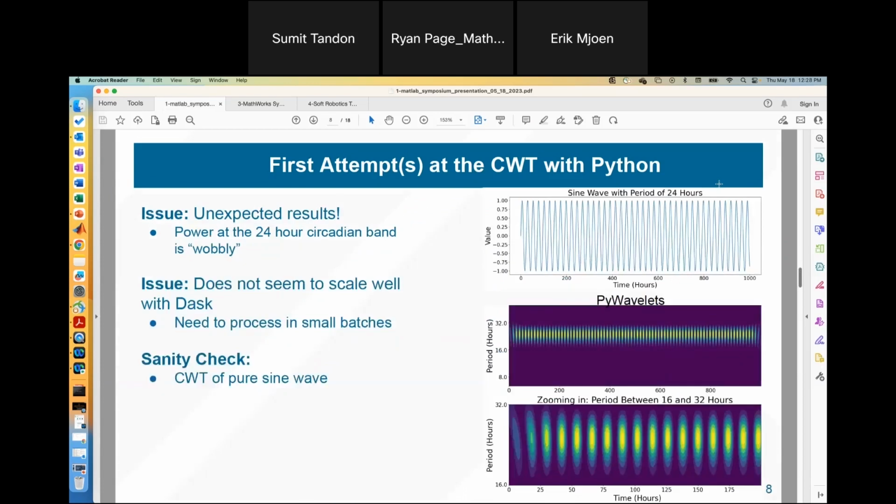So we decided to sanity check the PyWavelets package we were using and found that even a pure sine wave, shown on the upper right, with a period of 24 hours produces these weird wobbly results when you zoom into the 24-hour band on the bottom right, which isn't consistent with what you would expect from a pure tone. And another issue with this package is that it doesn't seem to scale very well with Dask. So instead of processing 100, 500, 1,000 people's data at a time, I was only getting 30 or so before I would run into memory issues, which is not scalable at all.